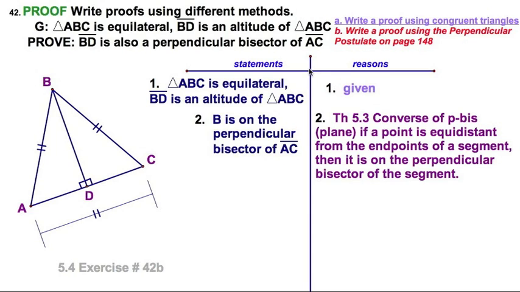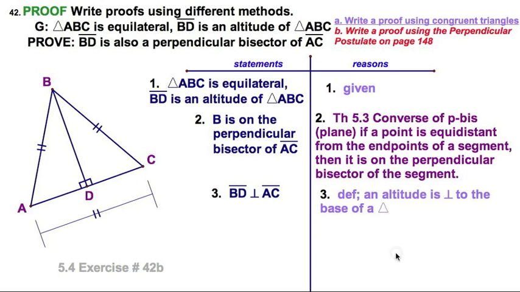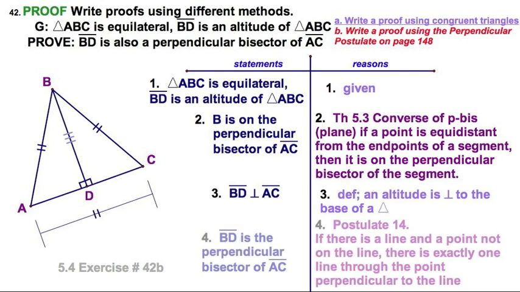Enough said. Let's try something else. Oh yeah, and there's that little matter of this altitude business, and since BD is an altitude, by definition, BD is perpendicular to AC. And then we go way back, early chapter, postulate 14. Well, postulate 14 says if we have a line, or a segment in this case, and a point not on the line, there's only one line perpendicular to that line passing through this given point.